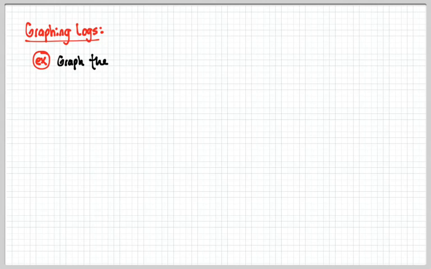Graphing logs will go at the bottom. So we are going to start with a parent graph. We know what the basic shape looks like now that we know the inverse. And we'll say graph the parent function. We have y equals log base 2 of x.